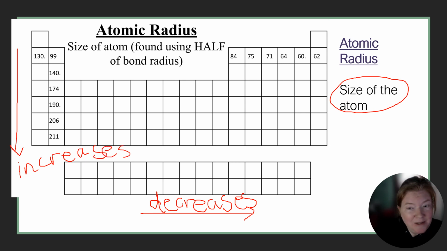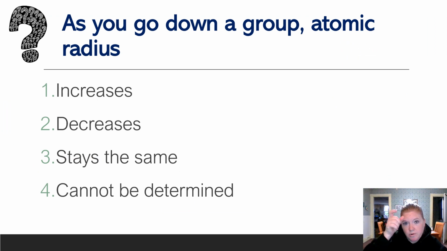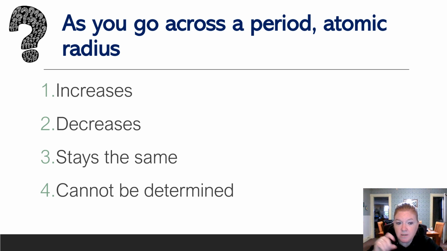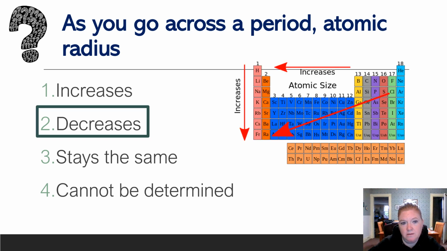So you can see you don't have to memorize these. Look them up. Okay, don't stress yourself out. Look them up. So as you go down a group, what happens to atomic radius? It increases. As you go across a period, what happens to atomic radius? It decreases.